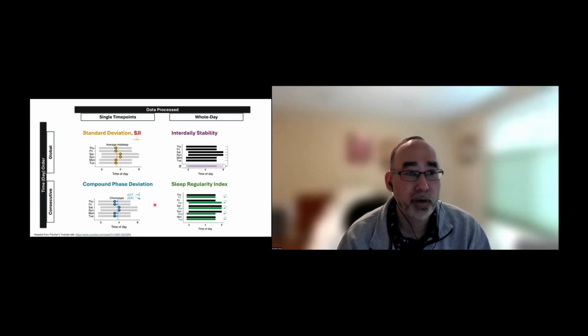And so this is the way we sort of break it down. If you are looking at single time points, you look at standard deviation or composite phase deviation. This requires just the diary. If you want the whole day, which requires granular information, you use the interdaily stability or the sleep regularity index. These top values do not care about the day order. So that's why it has more of a global sort of relationship. These bottom ones care about the subsequent ordering. So the consecutive ordering. And so if you are looking at that, then you want to look at the bottom two.